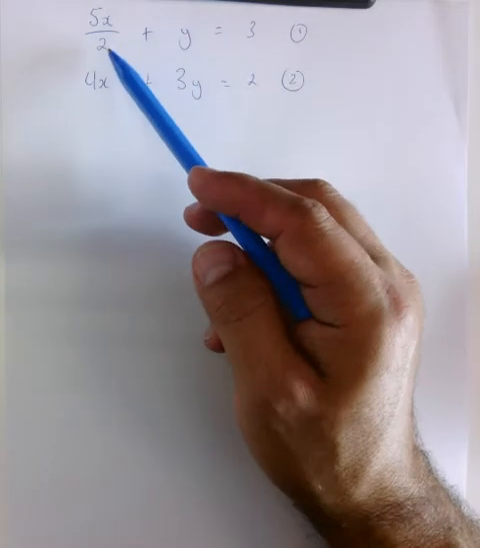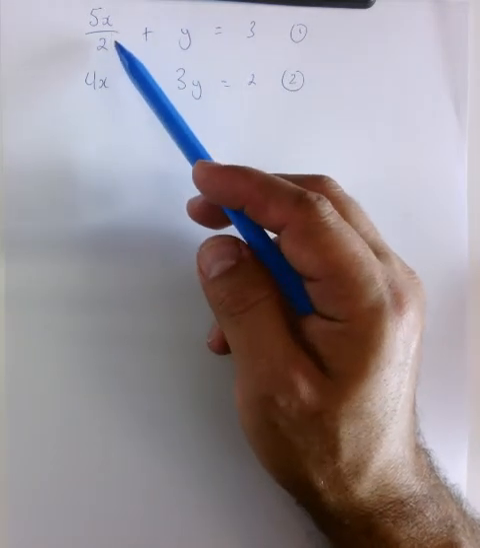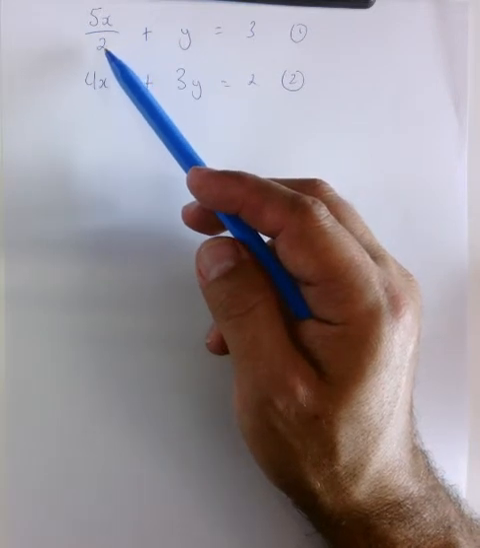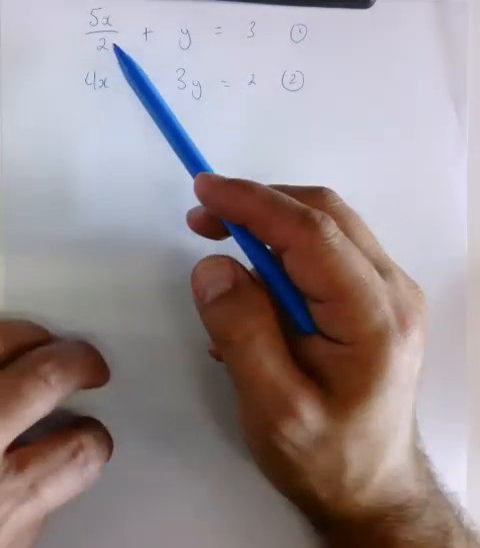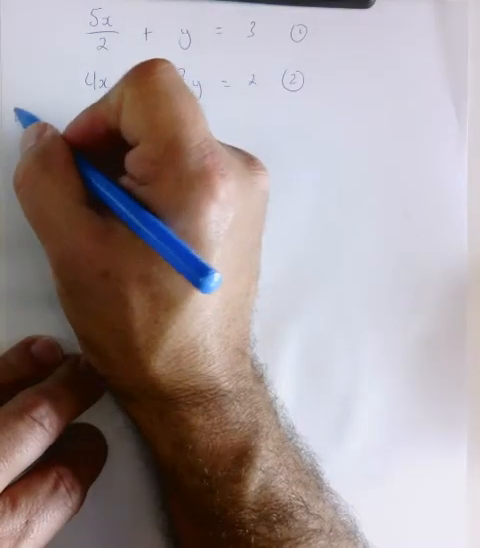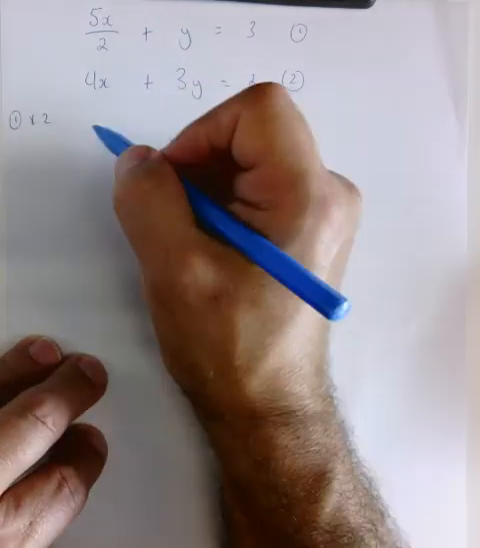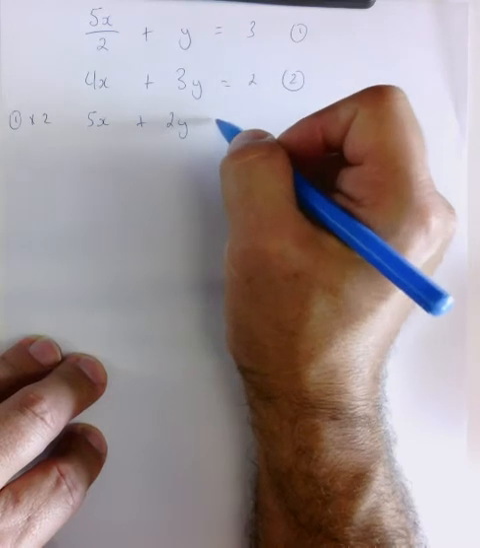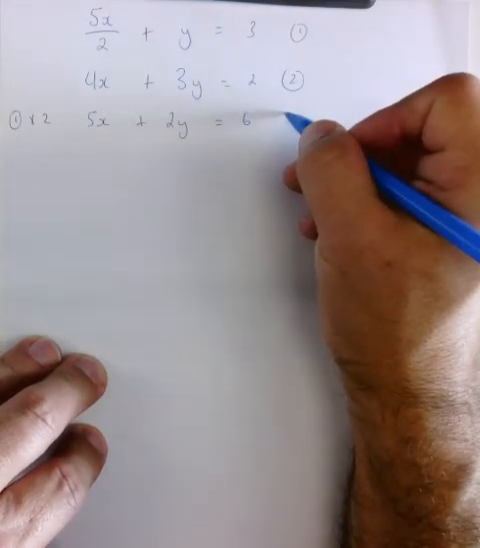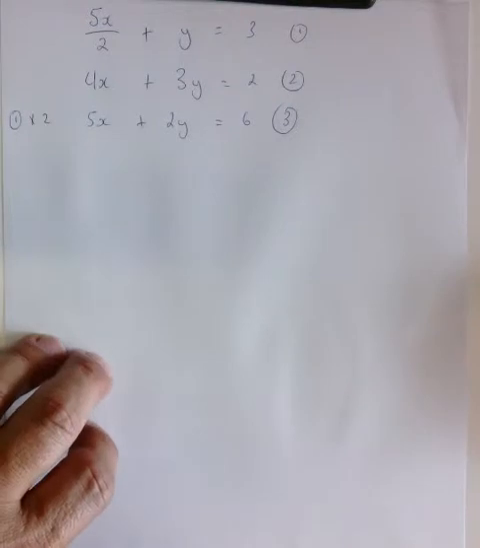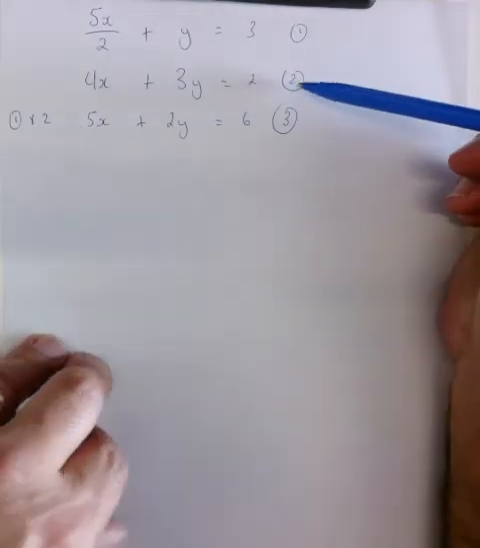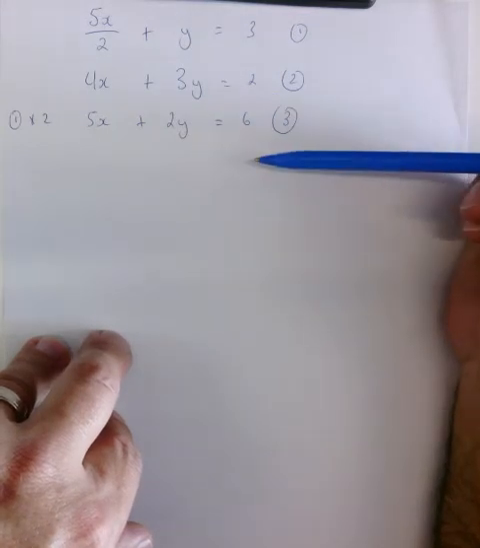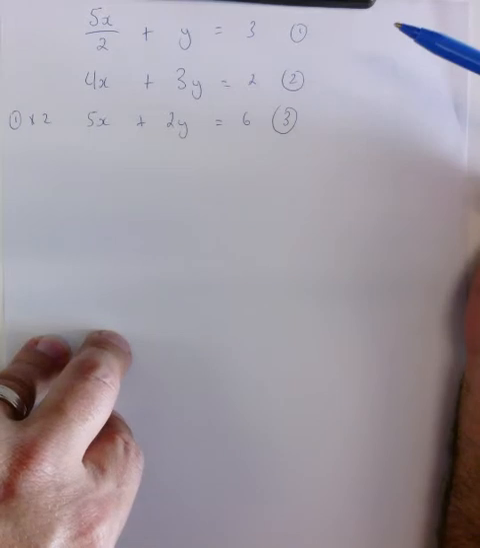So in this case we've got 5x on 2, the denominator is 2. So if we multiplied everything in equation 1 by 2, we'll remove the fraction. So let's do that. Equation 1 times by 2, that will give you 5x plus 2y equals 6, and I'll call that equation 3. We now have two simultaneous equations that you're used to looking at with no fractional coefficients. So now we can solve it using the process of elimination.